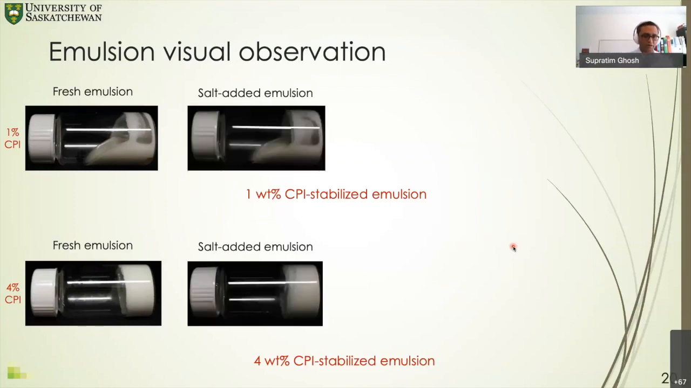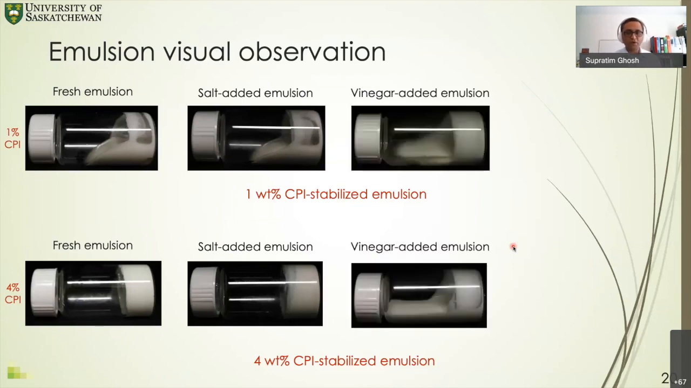When you added salt, salt didn't do much. Salt definitely induced some attraction, but didn't change much of the visual observation. When we added vinegar, the acid pH was 3.7. You can see some emulsion destabilization. So the aqueous phase separated, probably some extensive creaming happened in this emulsion. Now, that is an interesting observation that with 4% CPI, the solid emulsion becomes liquid, viscous, like much more liquid than the 1% fresh emulsion.